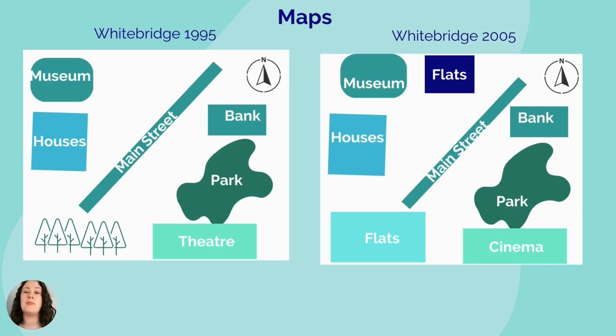Or you may be given a map in which each part is not labelled, but this map might have a key, in which case you will have to use the key to identify what each part of the map represents.